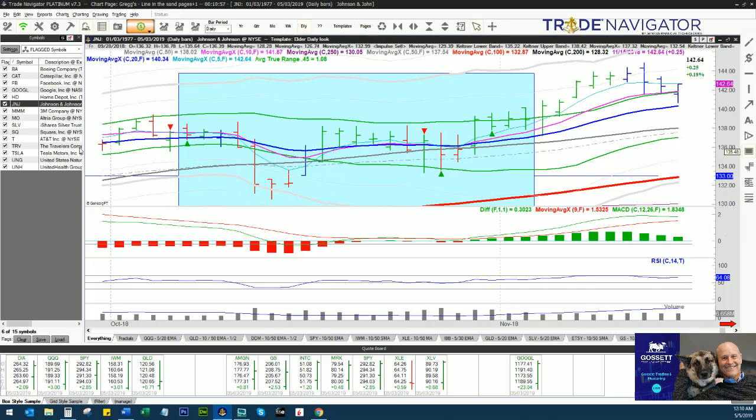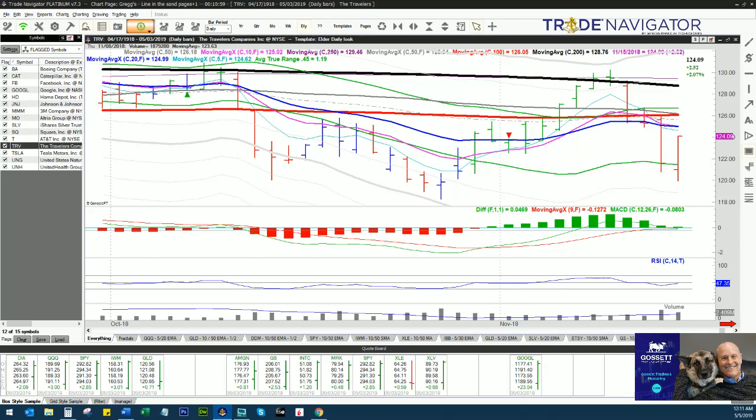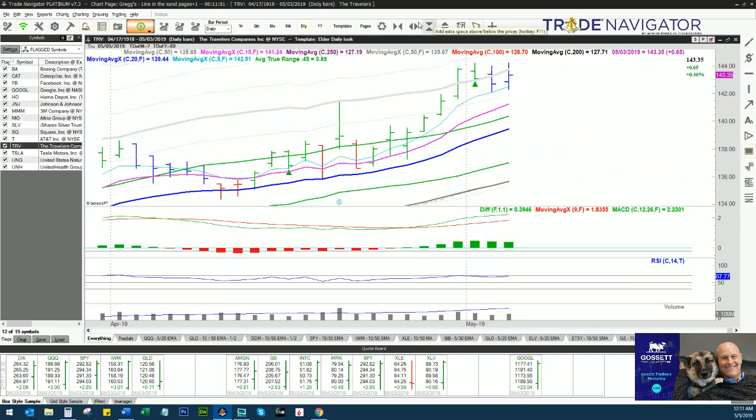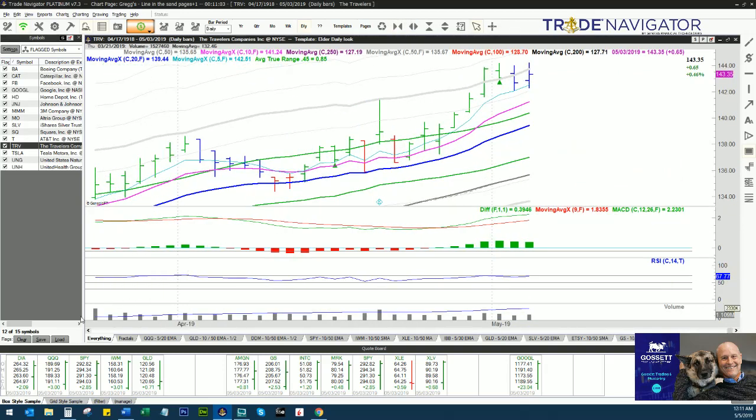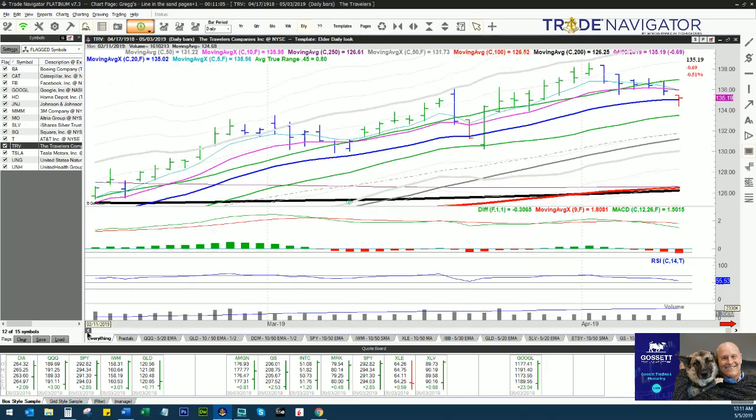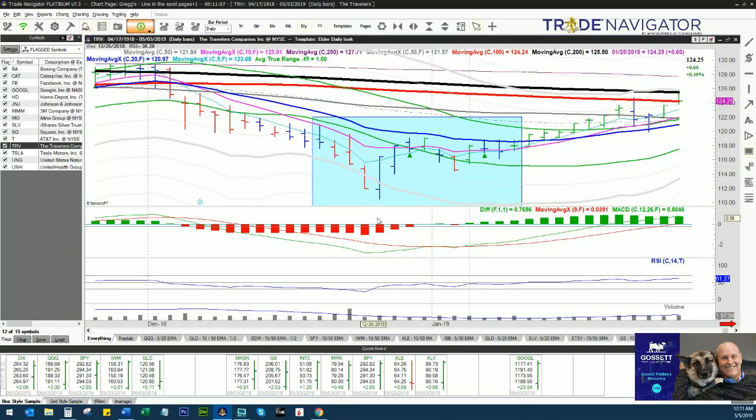Okay, let's look at Travelers. Okay, here we make a lower low. This is certainly lower than this low. We rally right up to the 50. See the 50 right here? We go from here to here. We rally at the 50. And lo and behold, it fails.